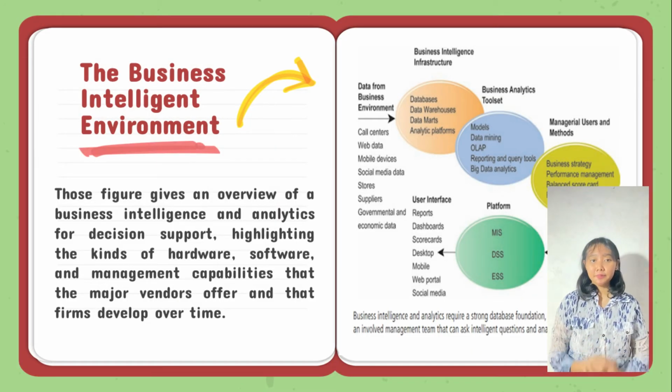Business intelligence environment. There are 6 elements in this business intelligence environment. The first is data from the business environment. The second is business intelligence infrastructure. Third is business analytics toolset. Fourth is managerial users and methods. Fifth is delivery platforms such as MIS, DSS, and ESS. The last is user interface. This figure gives an overview of business intelligence and analytics for decision support, highlighting the kinds of hardware, software, and management capabilities that the major vendors offer and that firms develop over time.